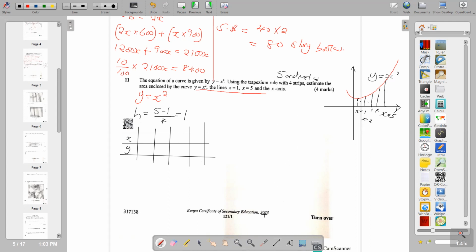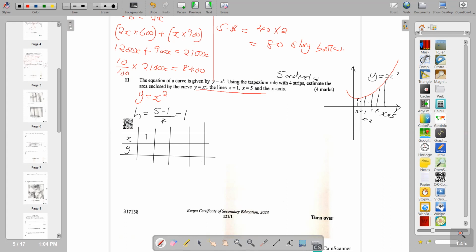Now we need y because we need the length of these ordinates. The length from here up to here, the length from here up to here. Because now these are trapeziums. And remember, we cannot find the area of a trapezium if you don't have the height and the sum of parallel lines. So we need the values of y so that we have the parallel lines.